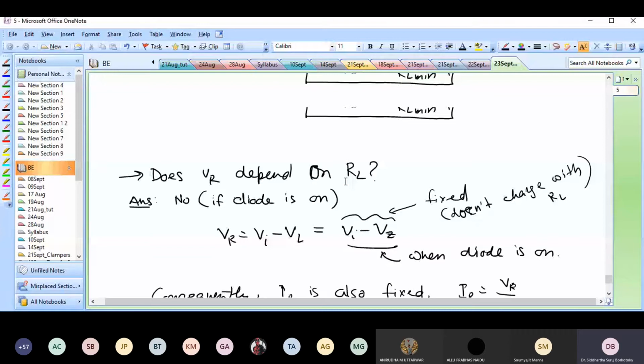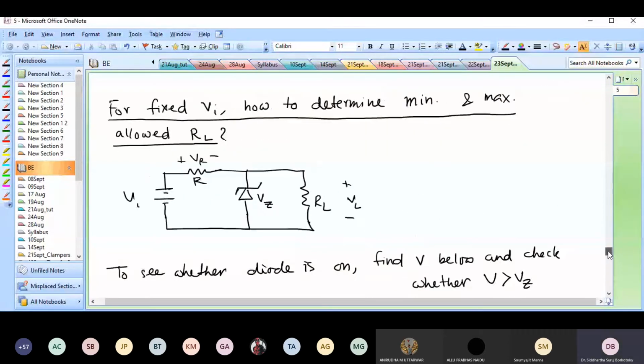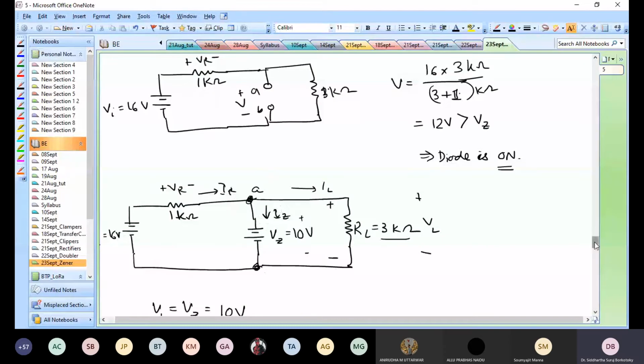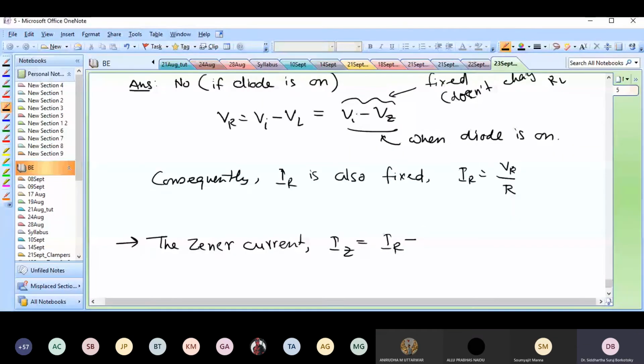What will happen to the IZ? IZ is just the current that flows through the Zener diode, right? So some current flows through the series resistor, some current flows to the load resistor, and some current flows to the Zener diode. So what is the Zener current? As we have already seen before, the Zener current is the current flowing through the series resistor minus the current that flows to the load.